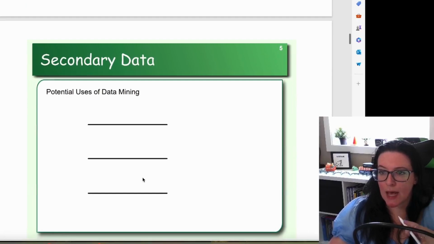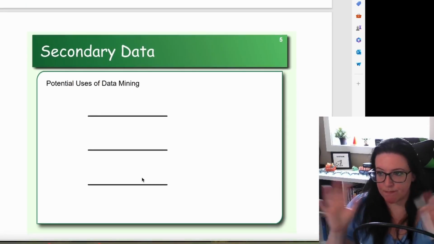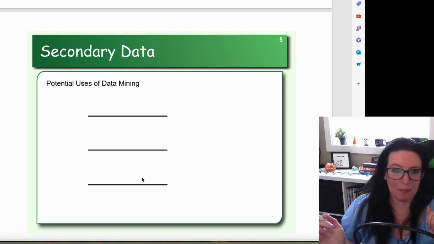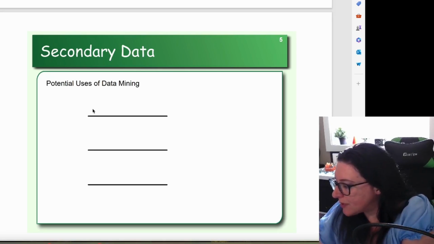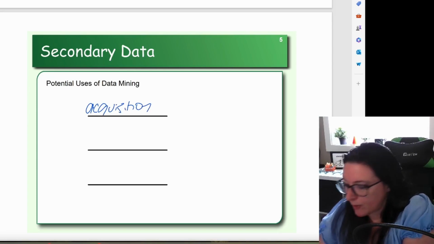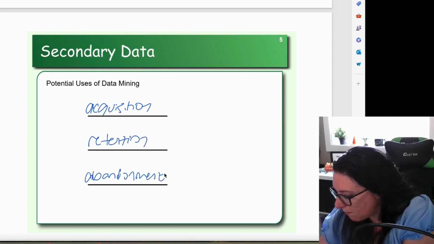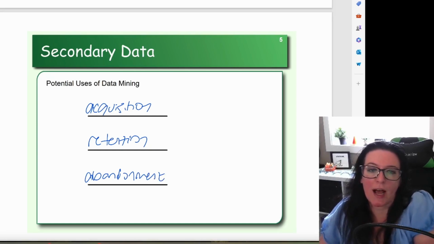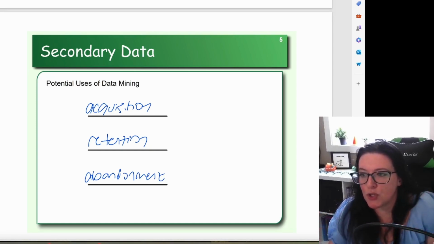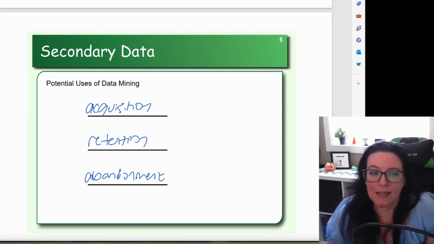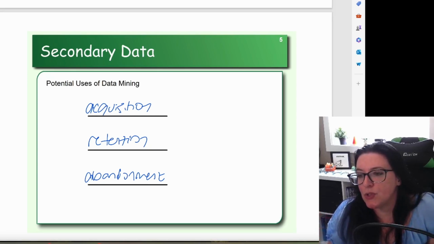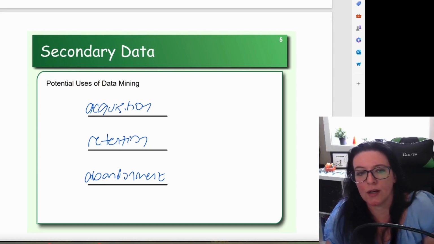When it comes to data mining, there are potential uses. Just a basic summary here before we dive in deeper much later: the potential uses of data mining are acquisition, retention, and abandonment. In acquisition, identifying characteristics of the future customer or client. Retention, identifying ways to increase our client satisfaction, opportunities to provide more services or products to current clientele.